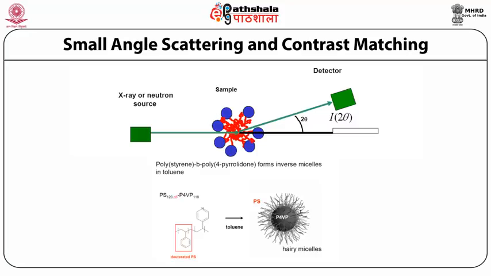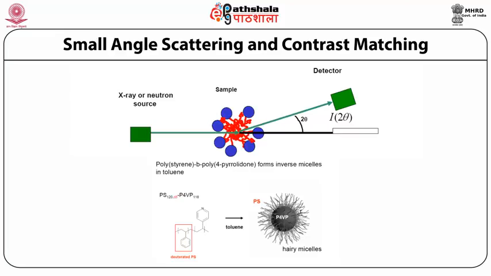Now, if we have to measure small angle neutron scattering, it is important that we differentiate the micelles from their surroundings, or different portions of the micelles, with different neutron scattering. That you can do by deuterating preferentially one portion. So in this case, if you really want to look at the inner structure of this block copolymer micelle, you can deuterate the polystyrene part. Then you will get a differential small angle neutron scattering.